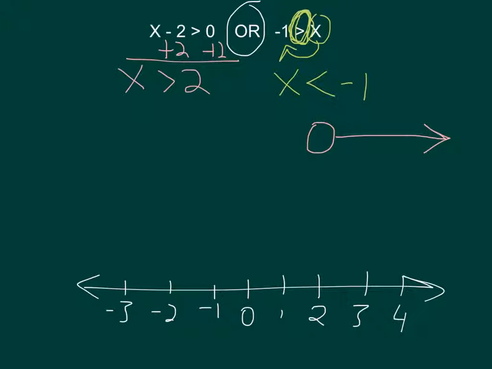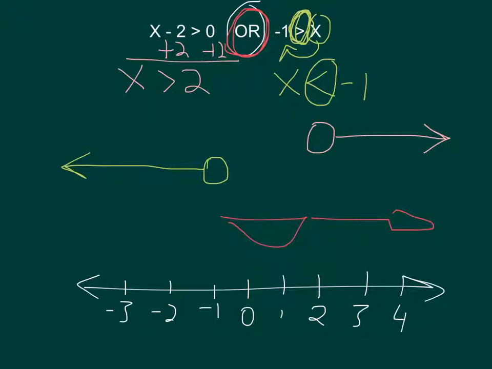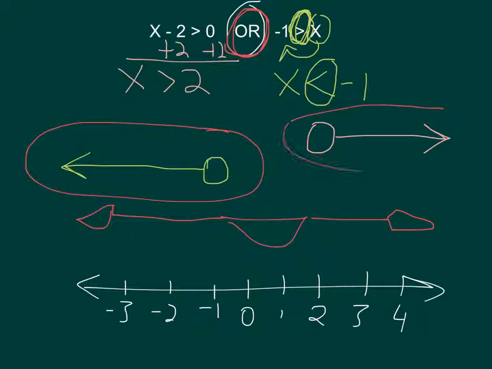That green inequality there is x is less than negative 1. So I'm going to have a circle at negative 1, and the direction of the arrow is to the left. It matches that sign. When I'm doing an "or" compound inequality, that means that these are going to look like "or"s. Or another way to think about it is anything that matches either one of these is going to be true.